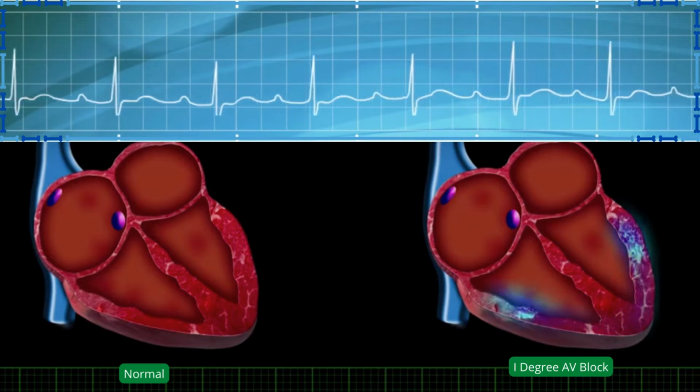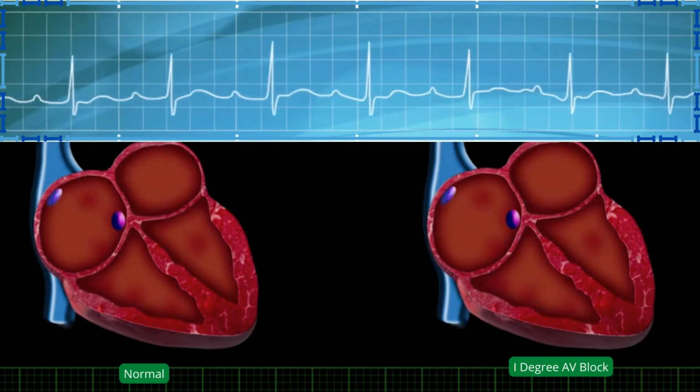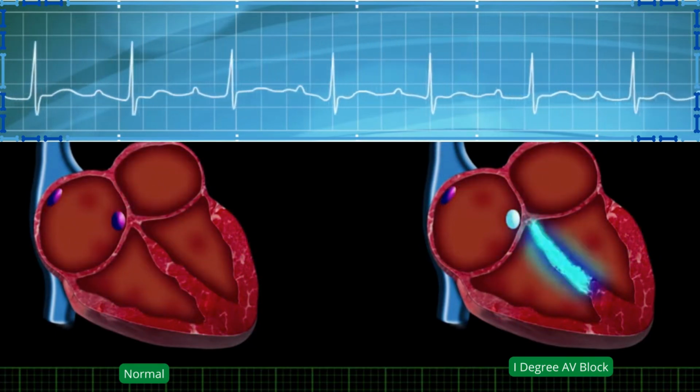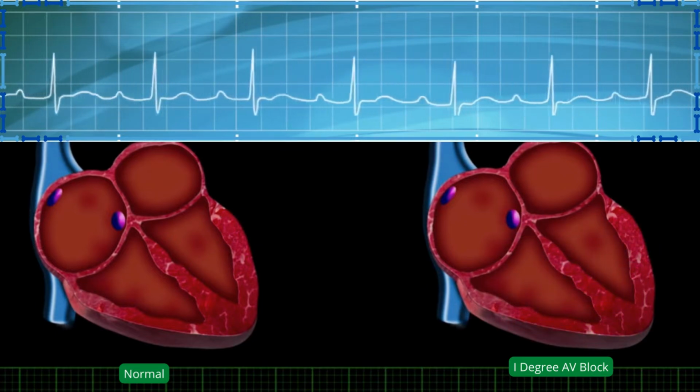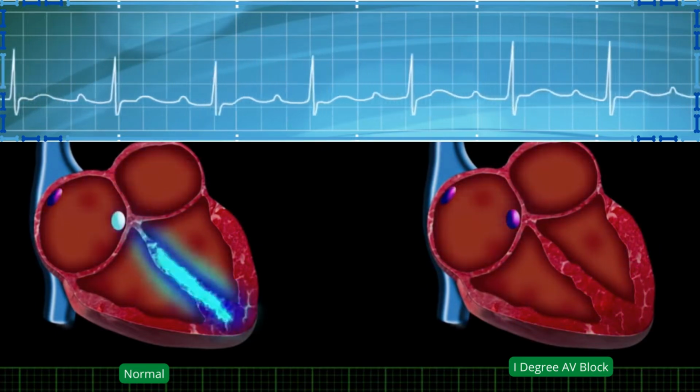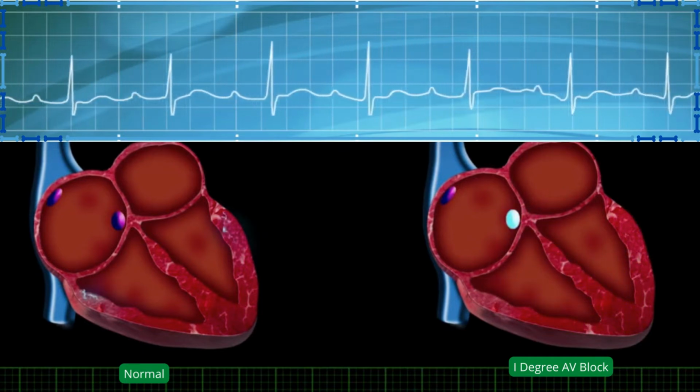First-degree AV block results from a prolonged transmission of the electrical impulse through the AV junction, AV node, and the bundle of His. The significant finding of this rhythm is a prolonged PR interval of more than 0.20 seconds.